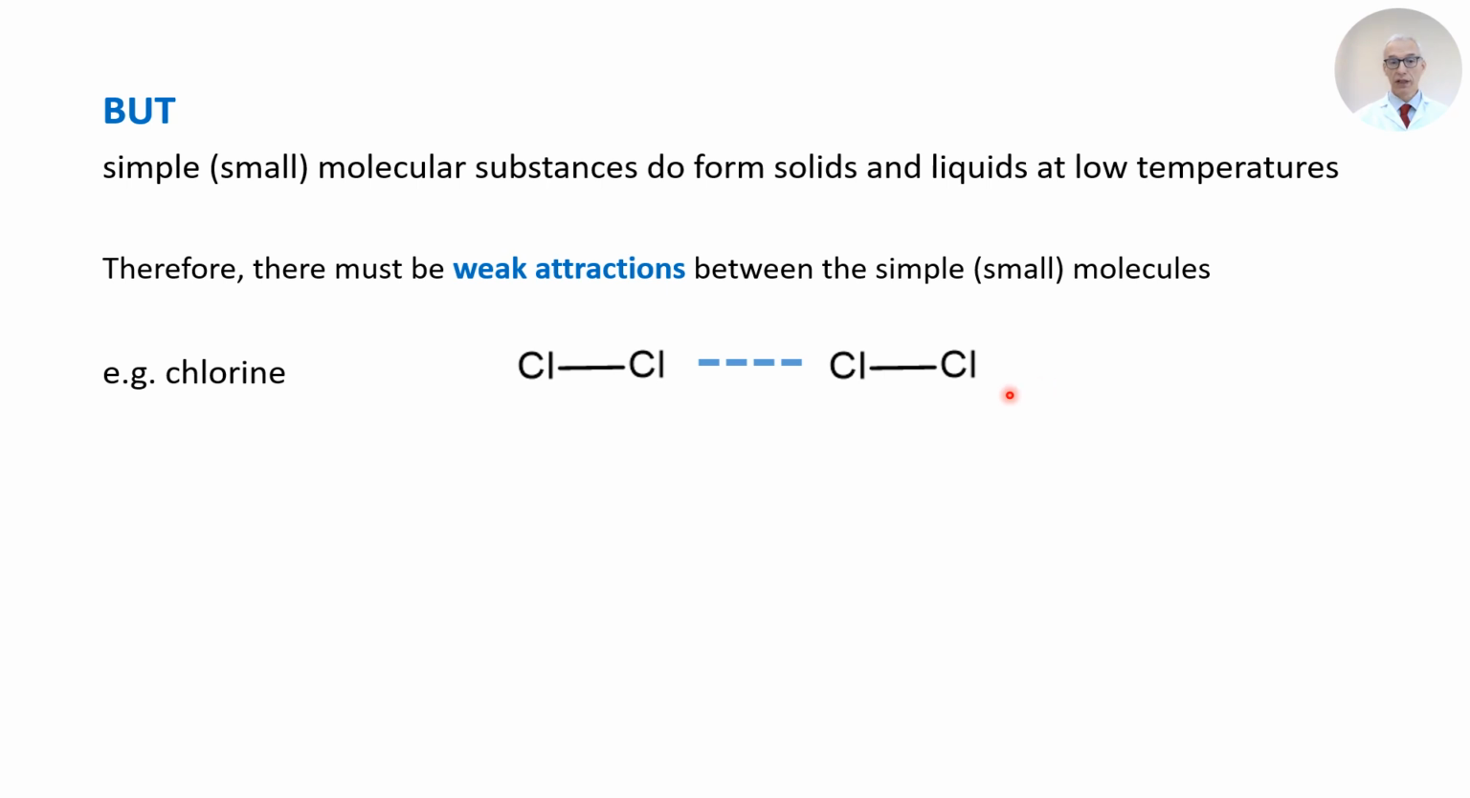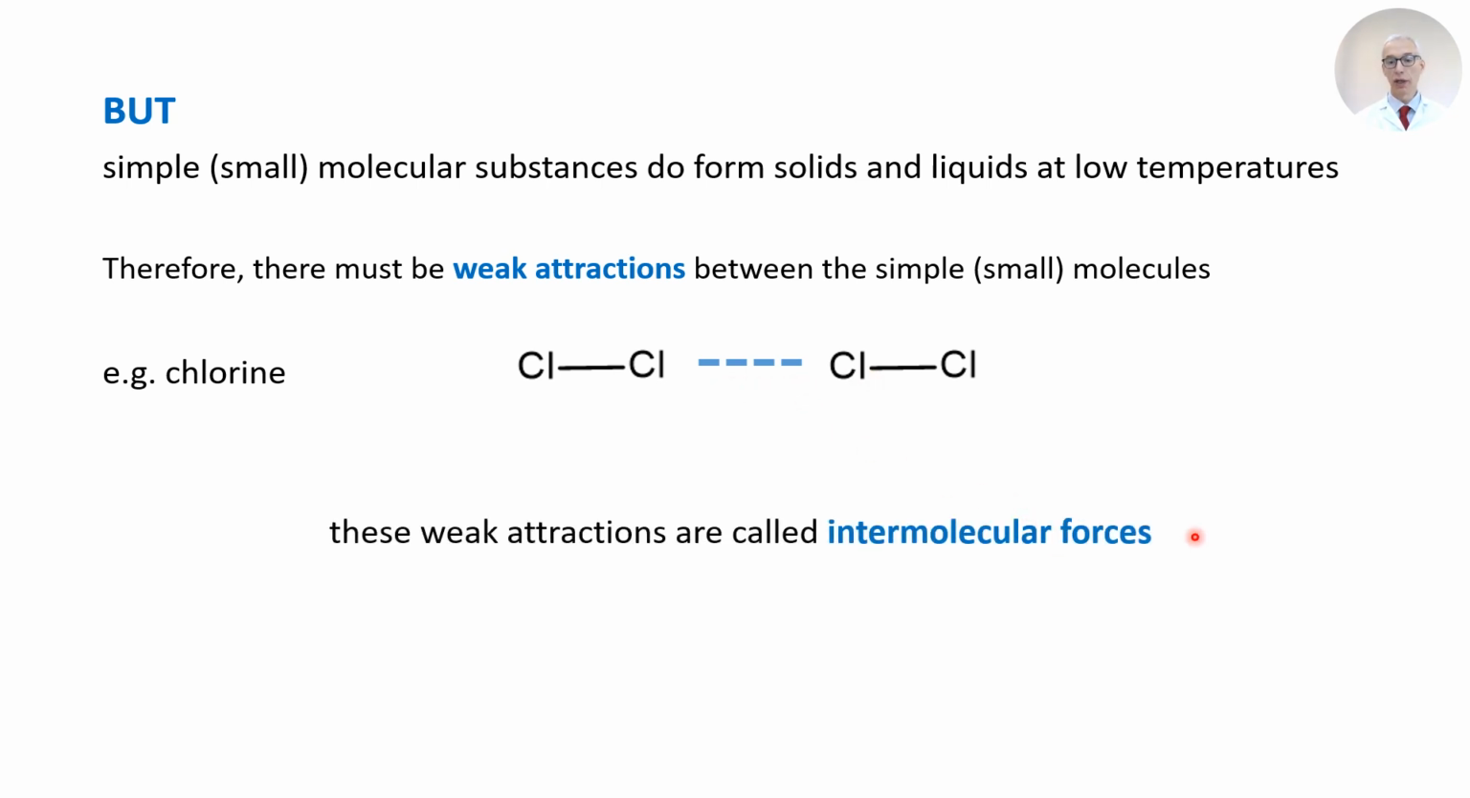So chlorine, Cl2, whilst there's a strong chemical bond, covalent bond between the chlorine atoms, there are also weak attractions between the molecules that the atoms form. So we have Cl2, just some weak attractions between the two molecules. We call those attractions intermolecular forces, and you must use that term. These intermolecular forces are weak and are therefore easy to break or easy to overcome.